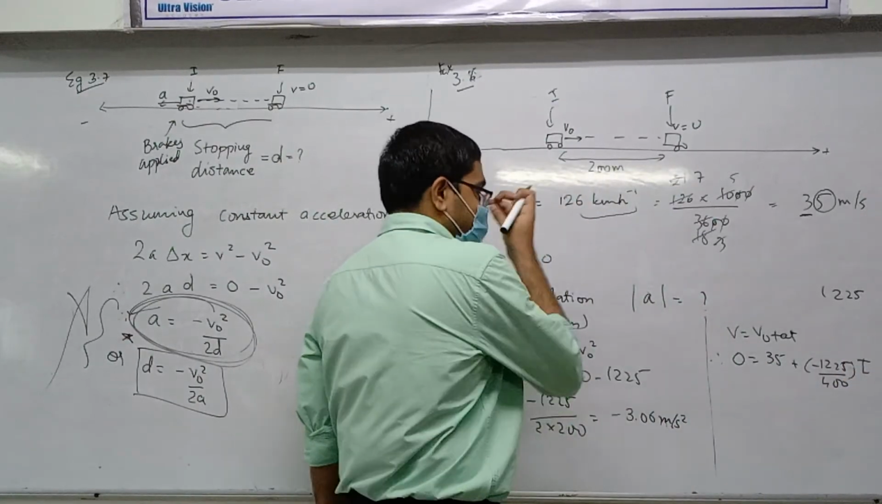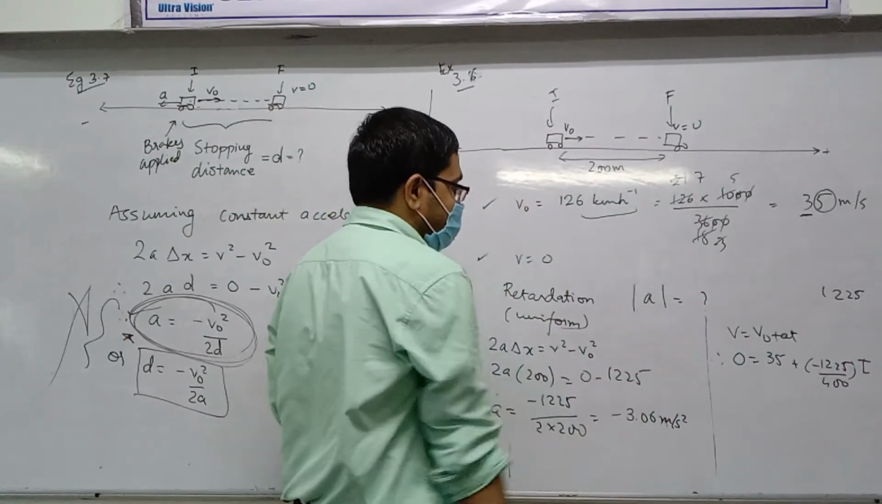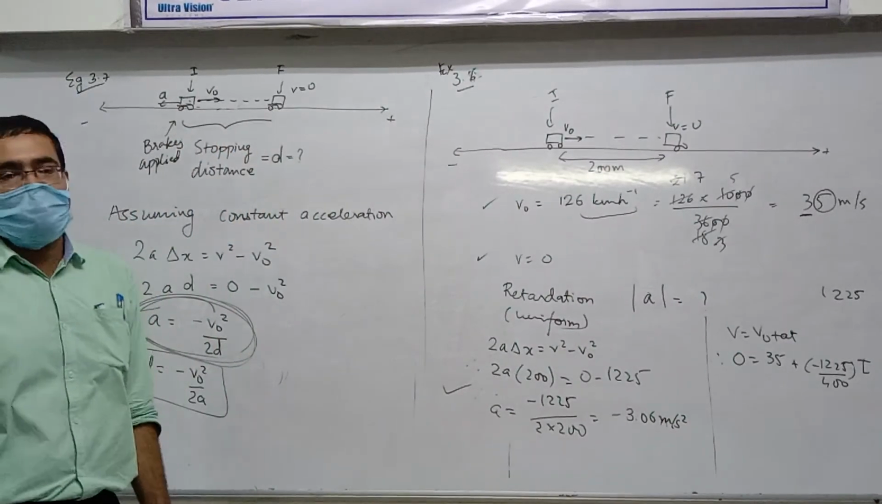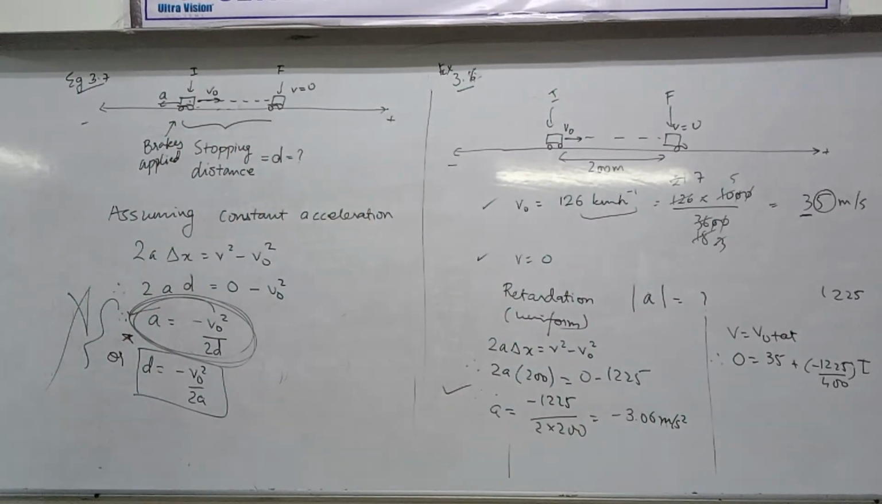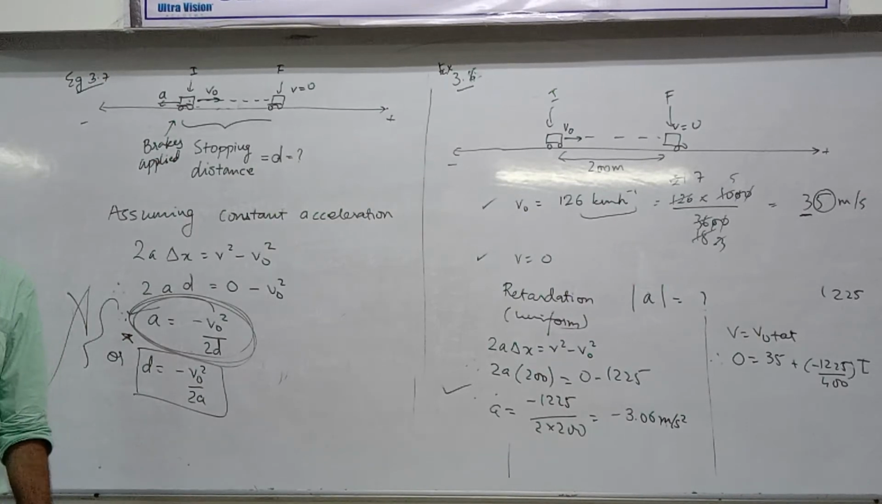Time interval. How much time interval does it take to go to this? How to find that? Hopefully you will realize why I did not write 3.06. It's easier this way.